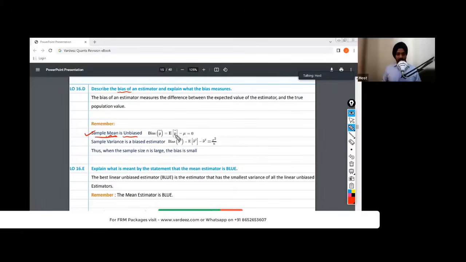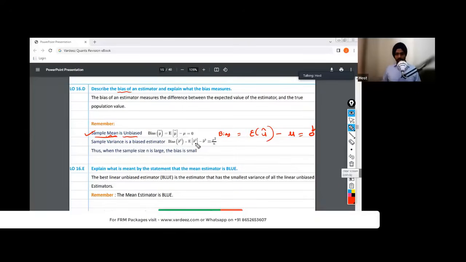Why? Because if you look at this, what is the bias formula? The bias is the expected value of mu hat, the sample estimate, minus the original population value, which is mu, and that is equal to 0. So if bias is 0, that means it's a perfect thing. That's what we want. It's unbiased, right?